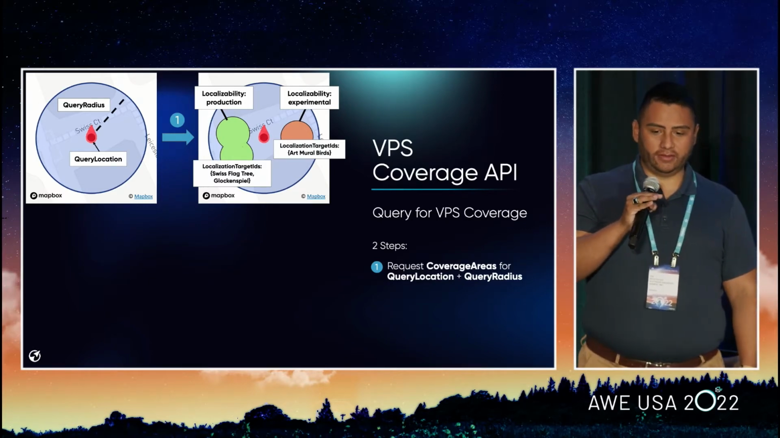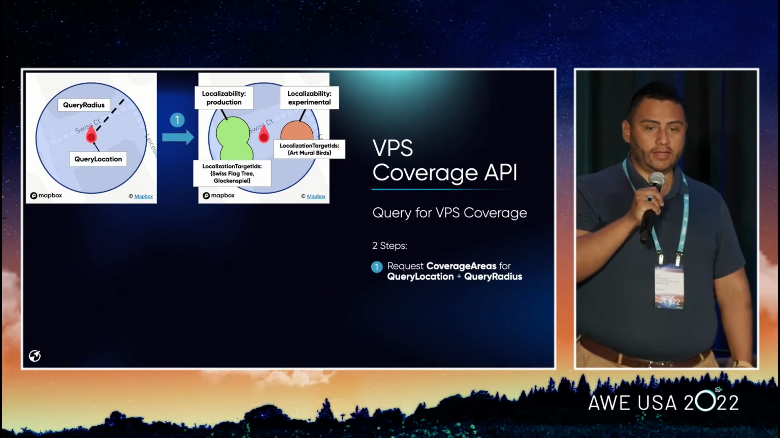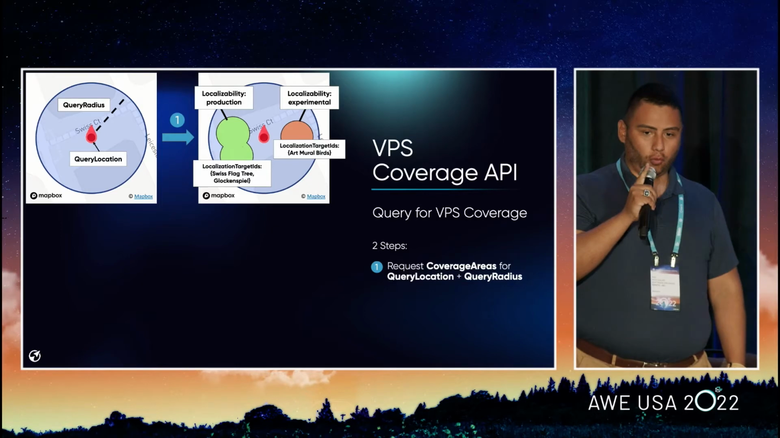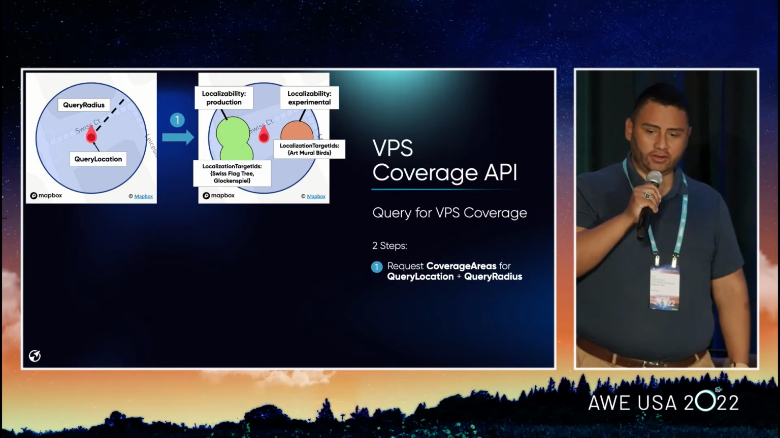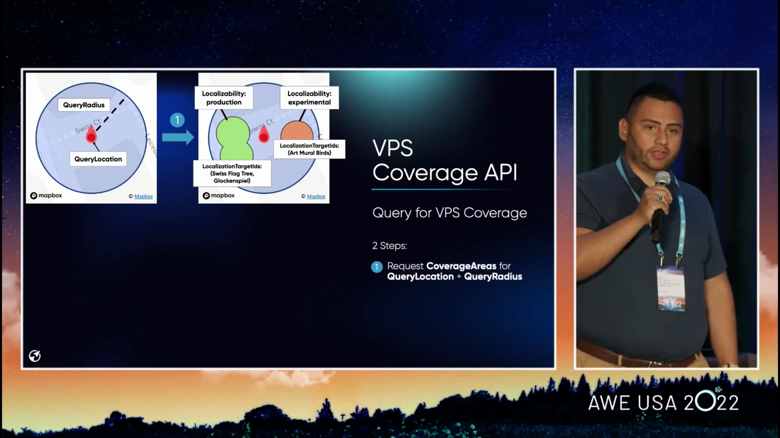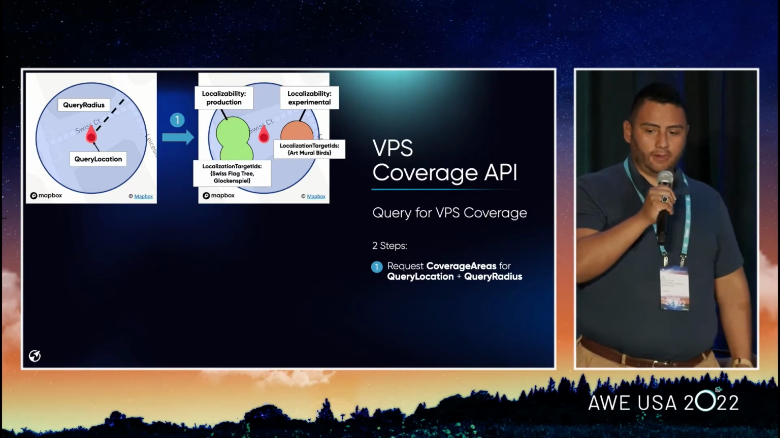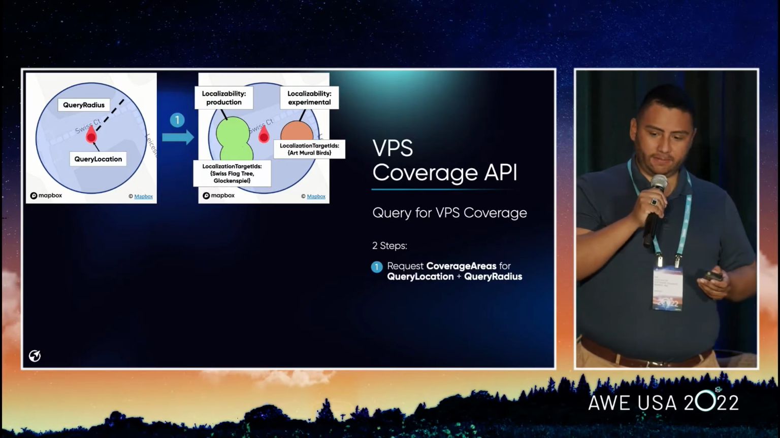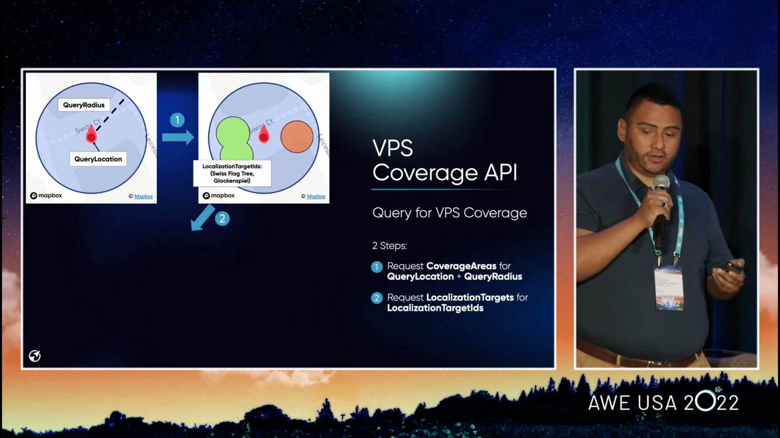Second important thing to notice is within a coverage area, we have localization targets. Right now, one Wayspot has one localization target. Localization targets are basically the specific location in the world that the user needs to point their phone at in order to have a very successful localization. So the second step of the Coverage API is getting more information about these localization targets.